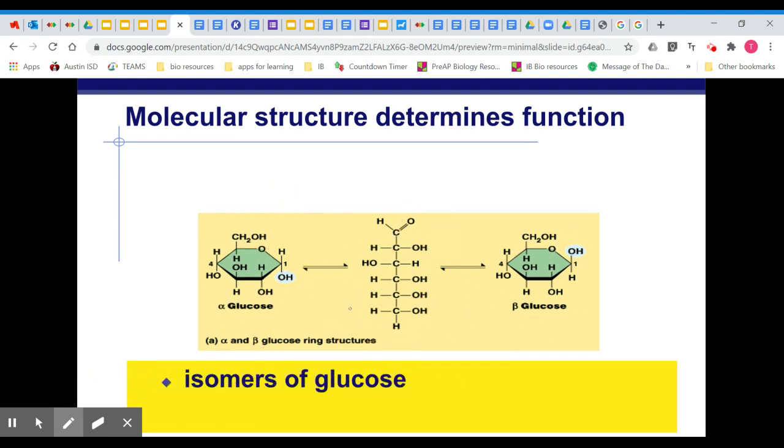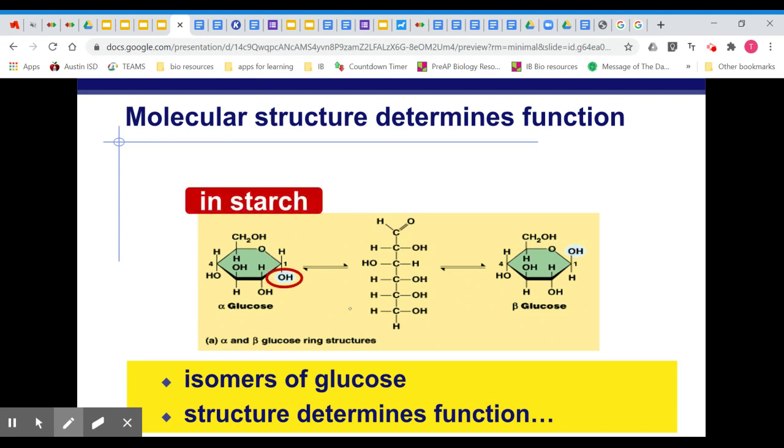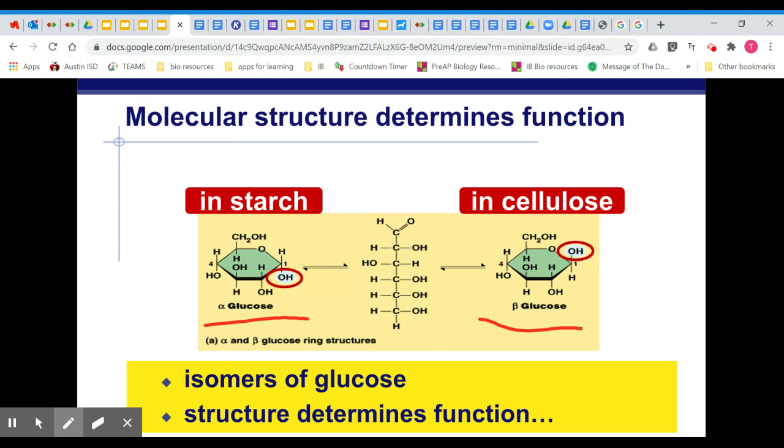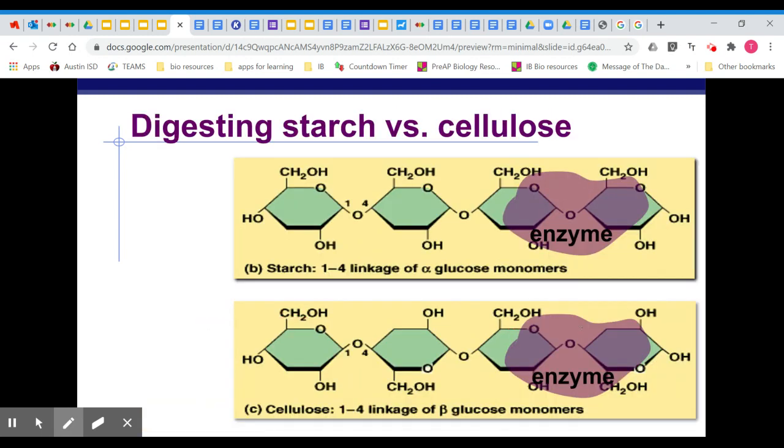And this is a really good example of how structure relates to function. Glucose, you have 2 forms, the alpha and beta, and really it's all about where that hydroxide, that OH group, is attached. So here we see in alpha glucose, it's attached there, whereas in beta glucose, it's attached on the other side. So it's what we call an isomer. They have the same molecular formula, they're just arranged slightly differently. But we can digest starch, we cannot digest cellulose. So it really is going to have an impact on how it functions.